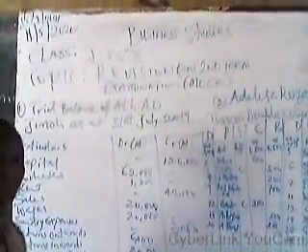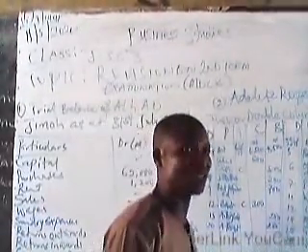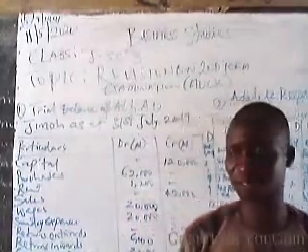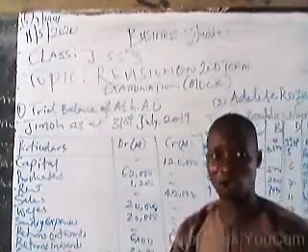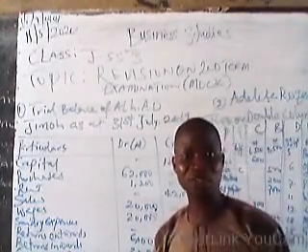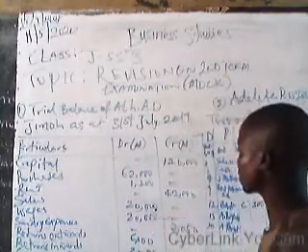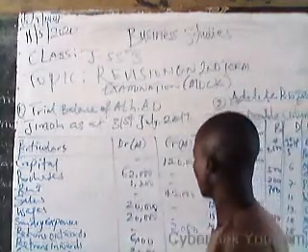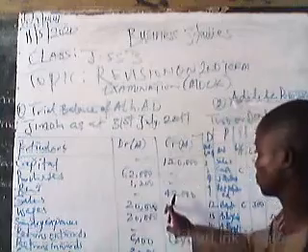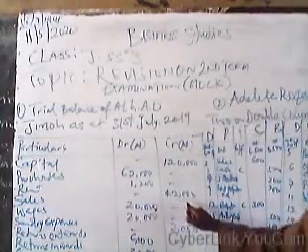Sold goods for cash. The phrase sold goods for cash is a sale, and sales is an income generated by the businessman or businesswoman. It has to be credited to the trial balance. That's why you see sales 42,000 naira.